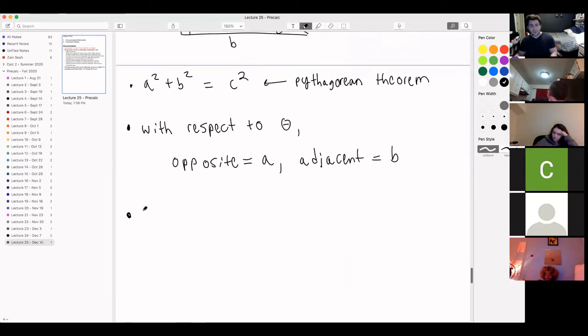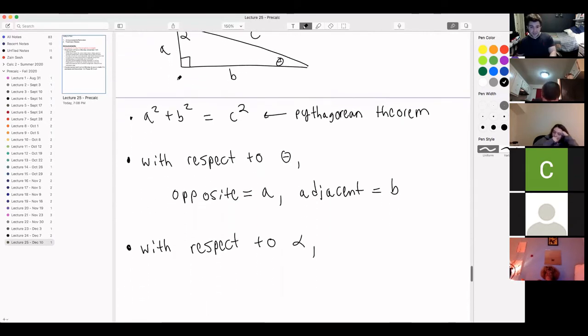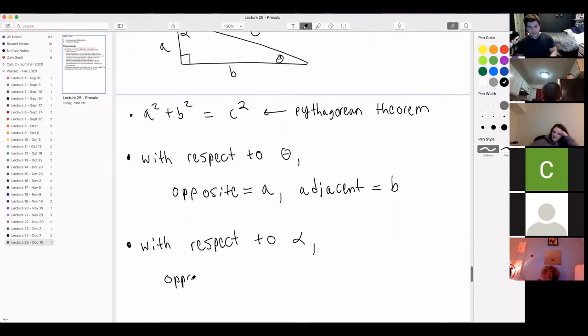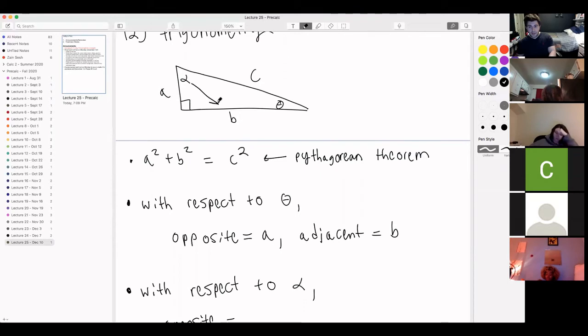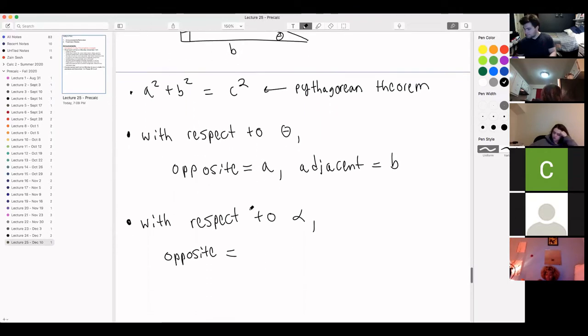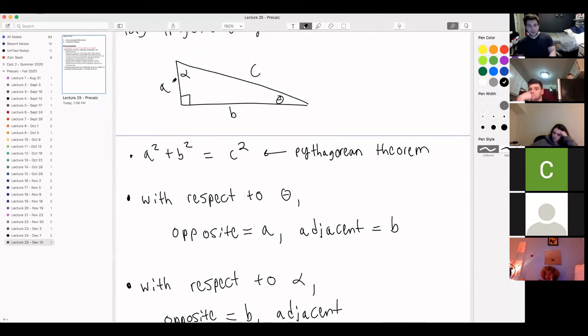Now we're going to do the same thing, but with respect to the other angle, with respect to alpha. So now our vantage point has changed. Remember, whenever you're doing opposite and adjacent questions, I need to tell you with respect to what angle, because the answers will differ. So now if I change alpha to be our reference point, opposite actually is B, because from alpha, the opposite side is B. Good, and adjacent, go up to alpha, adjacent will be right here, this side A.